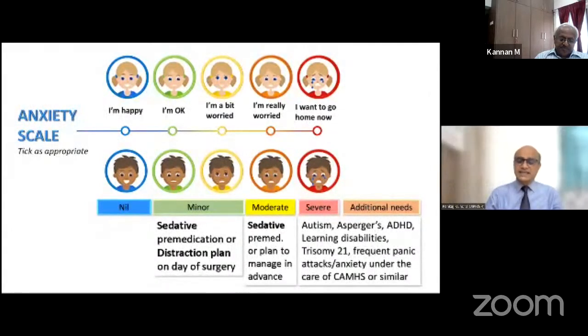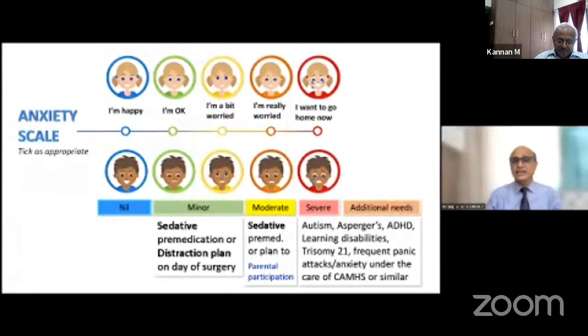In moderate anxiety, it will be important that you give a sedative, and you may have to intervene by asking the parents to participate during the induction time, because parental separation in some children is extremely difficult. And if the parents are educated enough and willing to participate, that's the more important question. Whether one of the parents is willing to take the child into the theater or into a pre-operating area where you can induce the child in the parent's lap. That would be the most convenient way of managing these children who are moderately anxious.